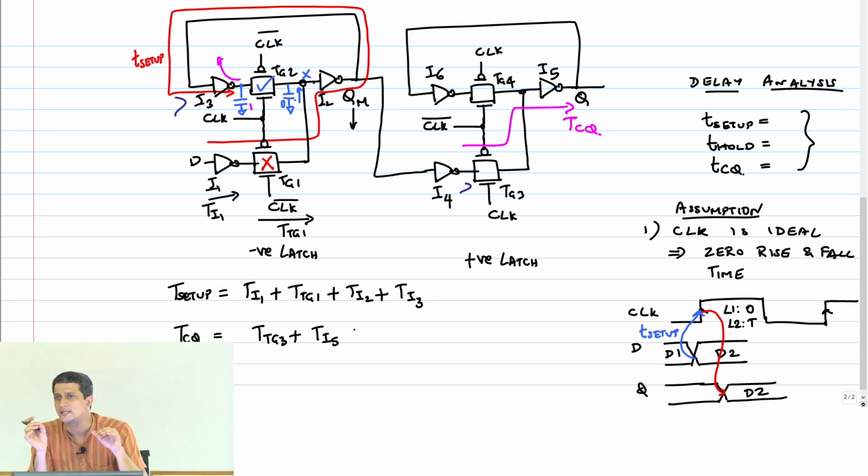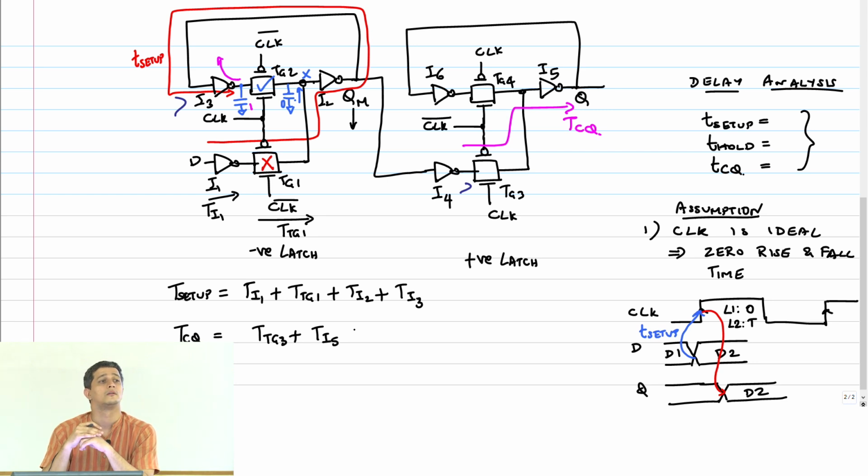Because the reality is both TCQ and T setup are actually some numbers which are in between this total delay. If you add these two numbers, there is some sort of a constant that comes in. We'll look at it later. Okay, so this is just a thought experiment, but please be consistent. Okay, any questions here?